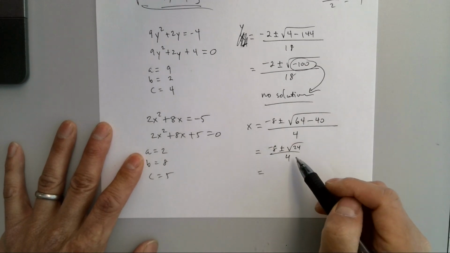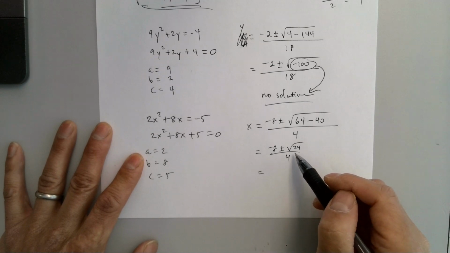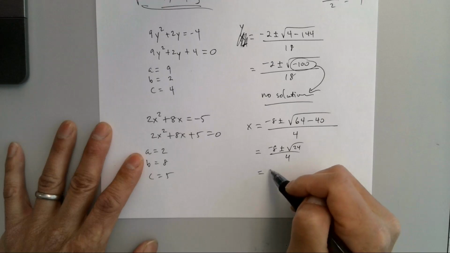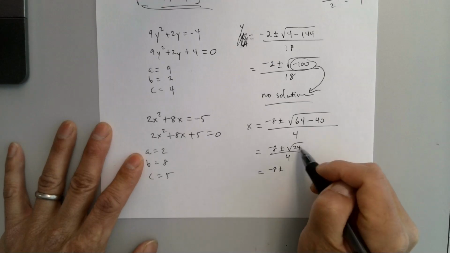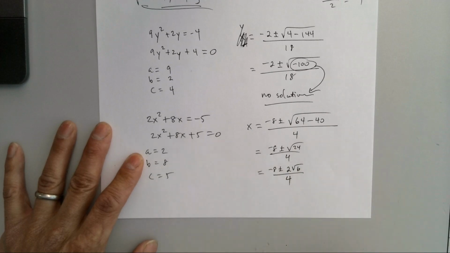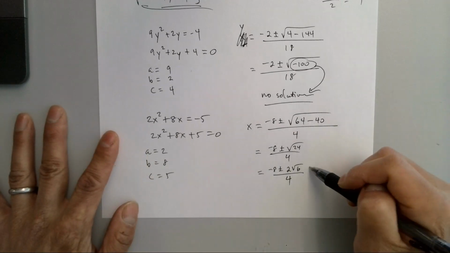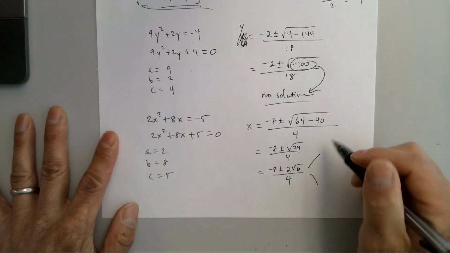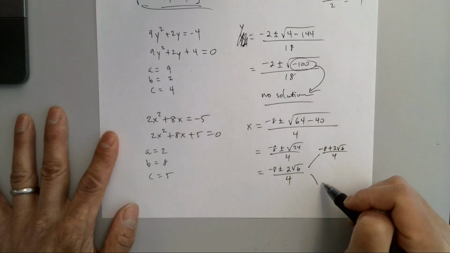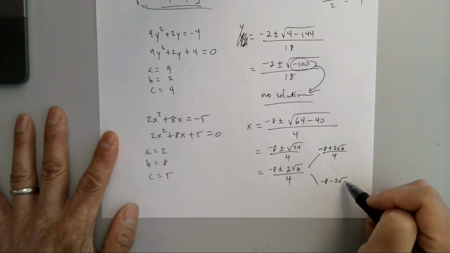And I do keep going because rad 24 is simplifiable. That's 4 times 6. I can take a 2 out. Okay, now I do the split up because of the plus or minus. Negative 8 plus 2 rad 6 over 4, negative 8 minus 2 rad 6 over 4.